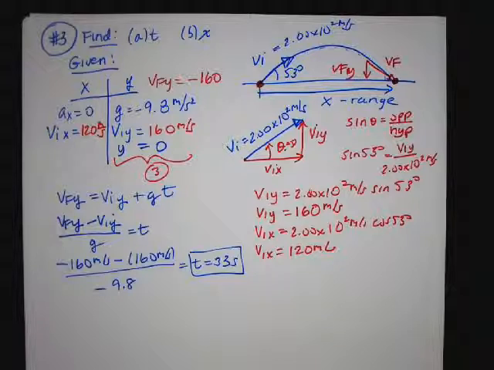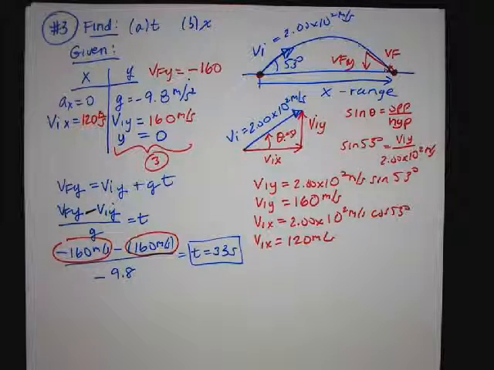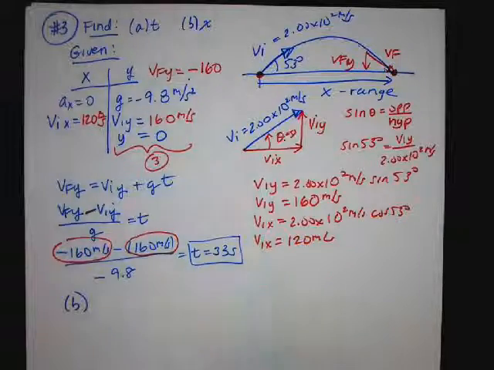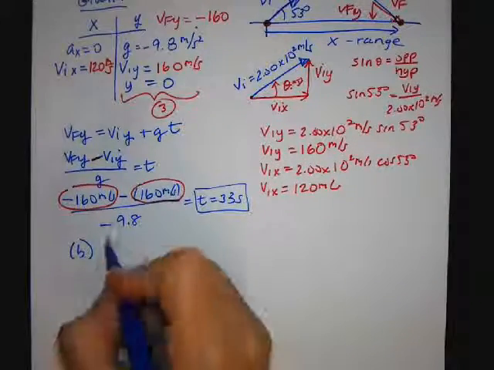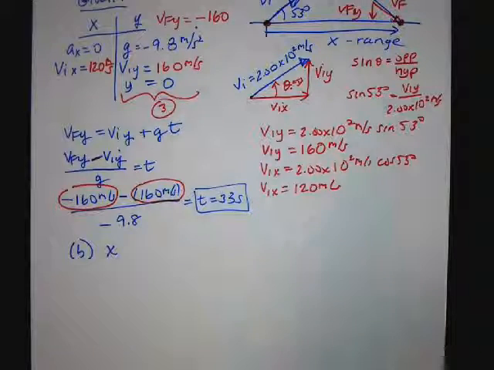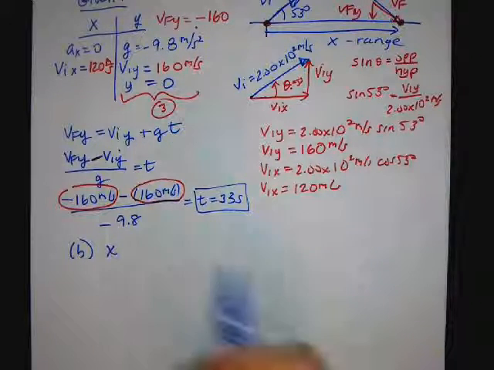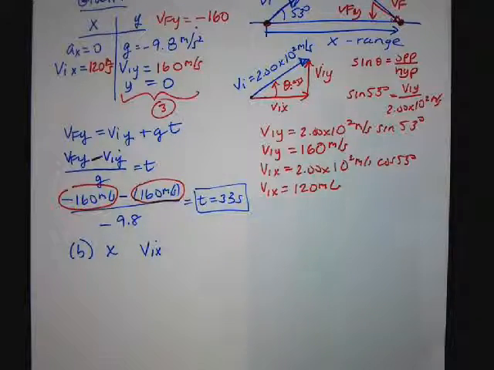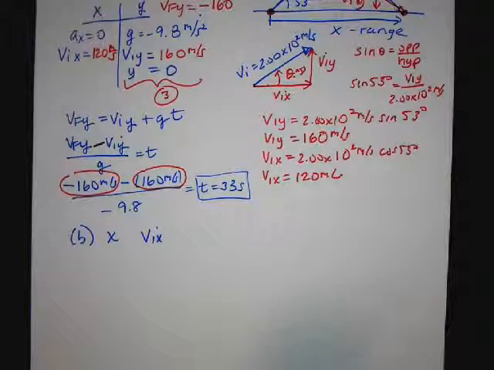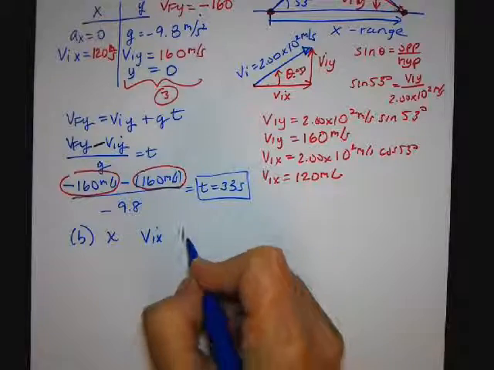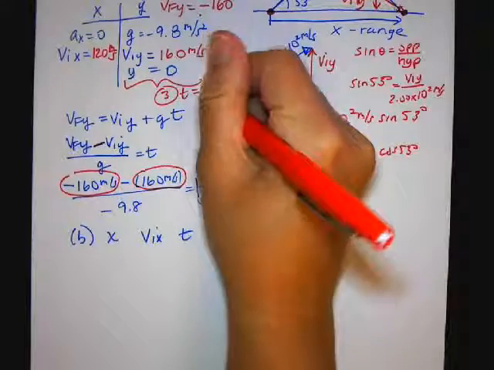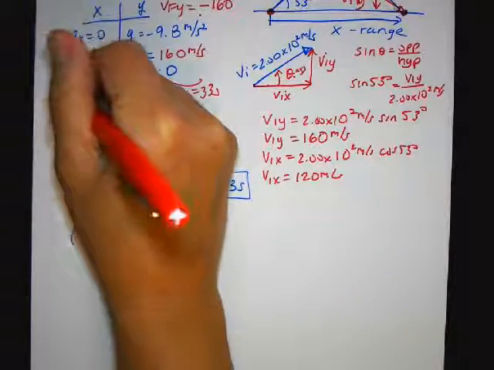Okay, now we're going to do part B. So part B says how far does it go? So we want to find x. So now we're going to have to apply our equations horizontally. We want to find x. We have VIX. And we also have t, because remember, t is the same. So if t here is 33 seconds, it's going to be 33 seconds here. So I also know t.